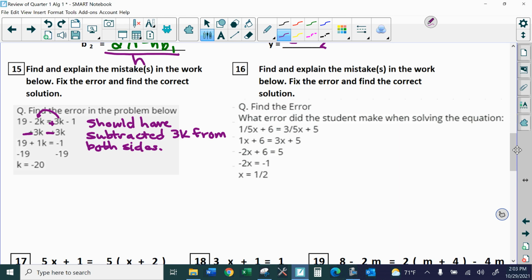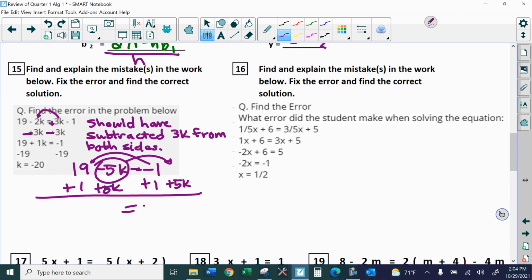Okay, so in doing that, I'd end up with 19 minus 5k, combining like terms, equals negative 1. Now I'm going to solve for k, so since that's negative, I'm going to move it back over to this side and add the constant across. So plus 1 here, plus 1 here, plus 5k, plus 5k. And then I get 5k equals 20. And last step, divide by 5. So k equals 4. That's the correct answer.